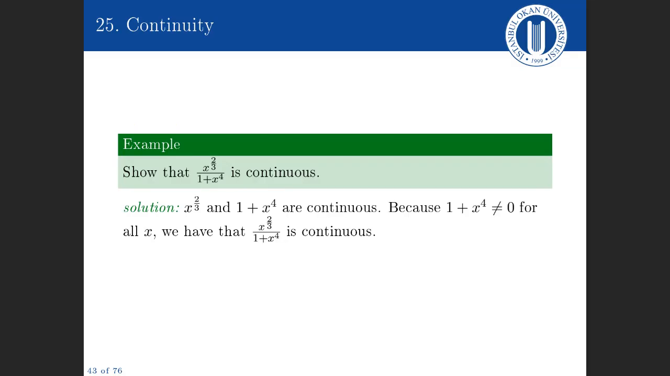Show that x to the power 2 over 3 divided by 1 plus x to the power 4 is continuous. Well, x to the power 2 over 3 is continuous by theorem. 1 plus x to the power 4 is continuous. 1 plus x to the power 4 is not equal to 0, so we have a continuous function divided by a continuous function which is not equal to 0. We have a continuous function.